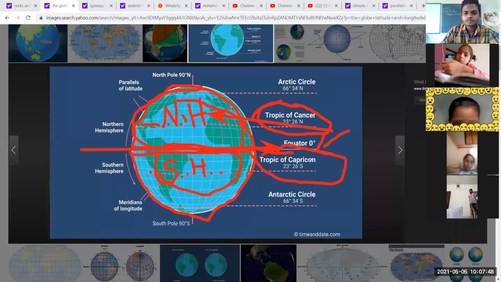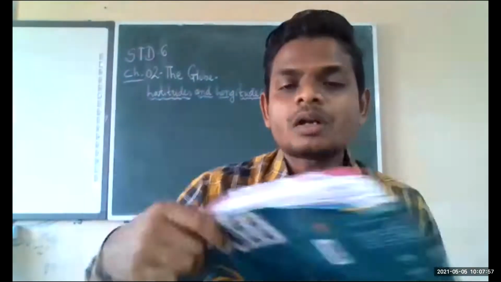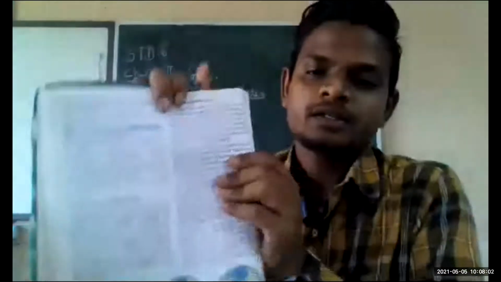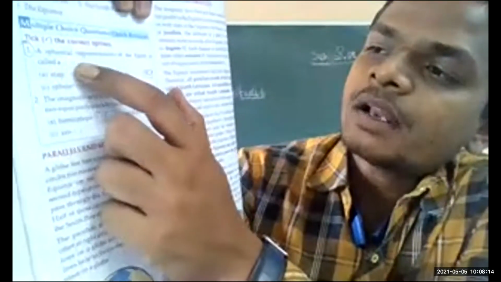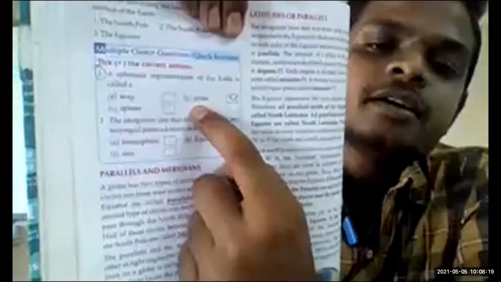Now again we are going to do an activity. On page number 116, have a look at page number 116. It is here. MCQ that we are going to learn. First MCQ: a spherical representation of the earth is called a globe. Right answer, a globe.